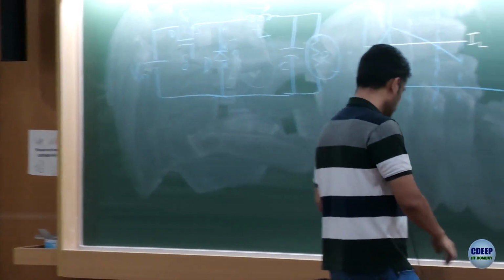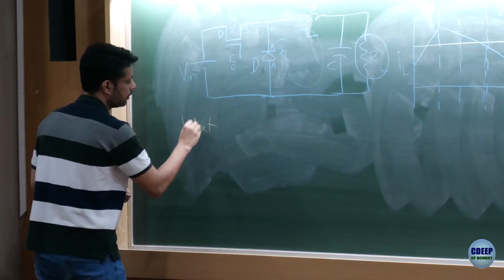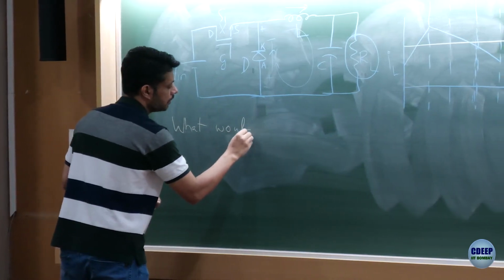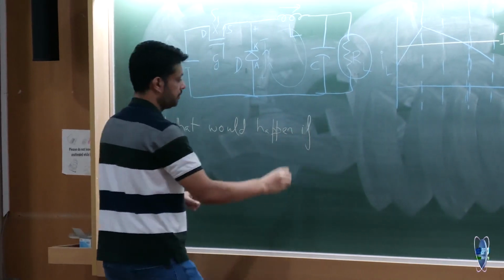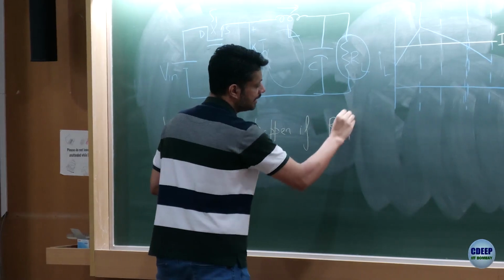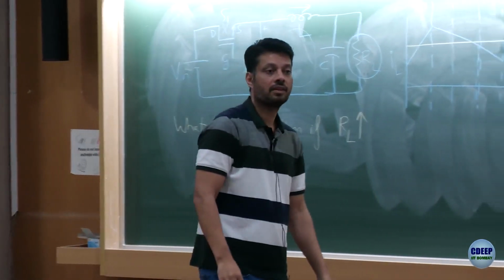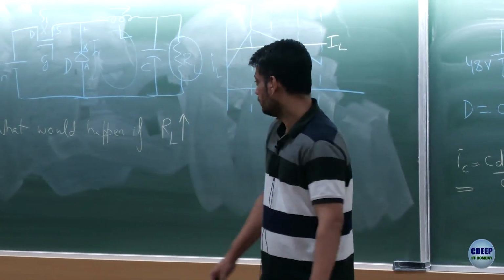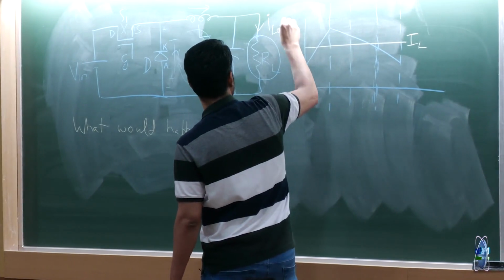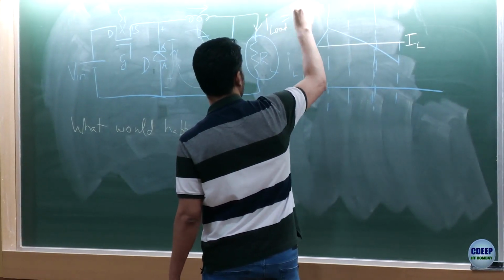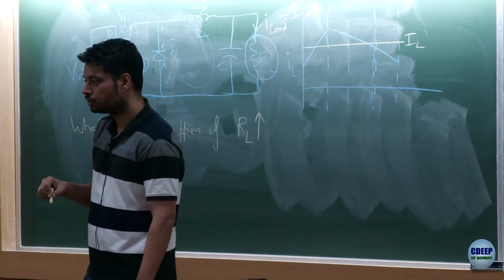So the problem we are talking about now is, what would happen if RL increases? RL increasing means a light load condition, right? The load is reducing. The current flowing in the load, which is I load, and in this case is almost constant, capital I load, will reduce. Is that correct? Capital I load will reduce.